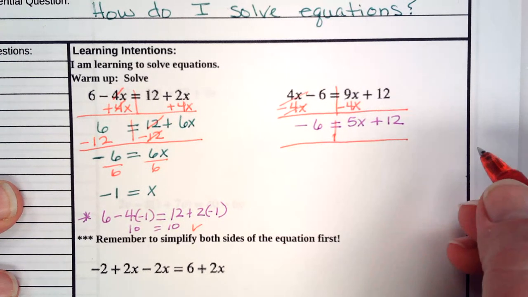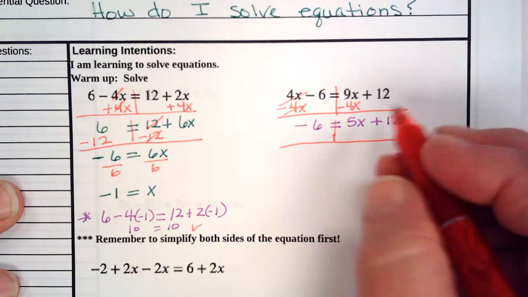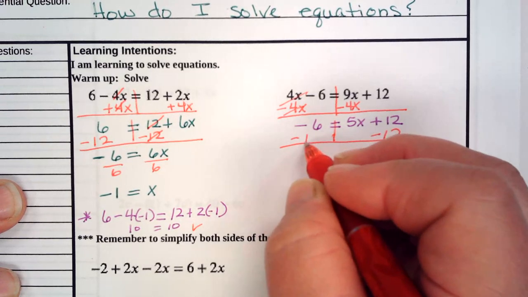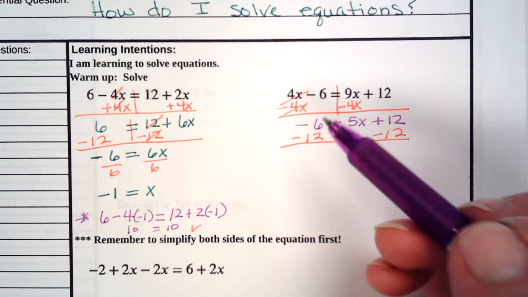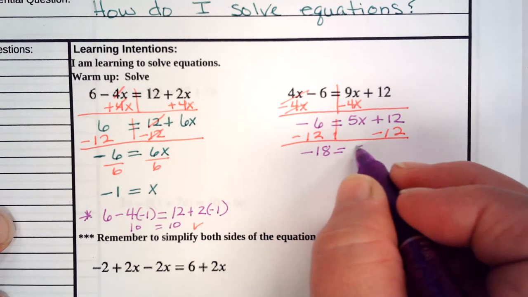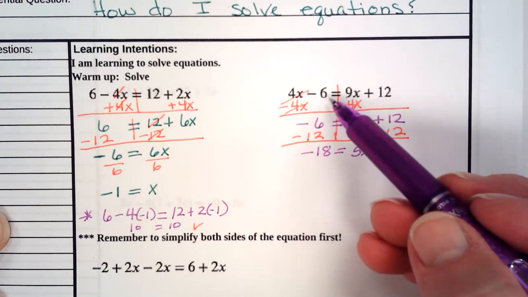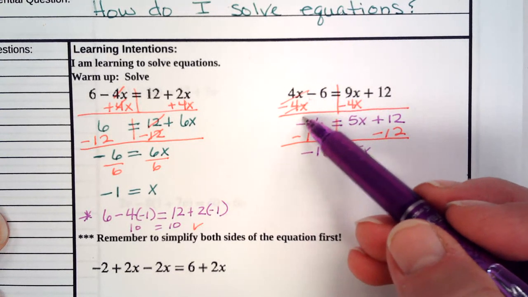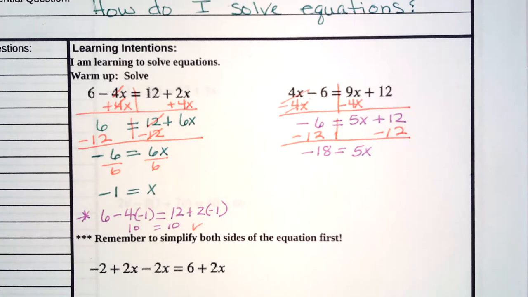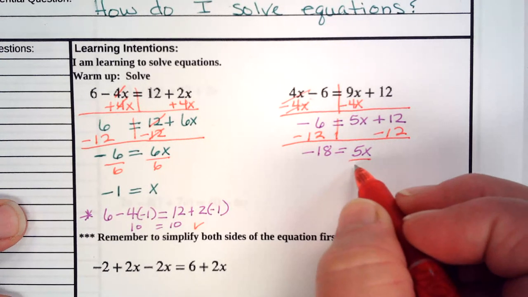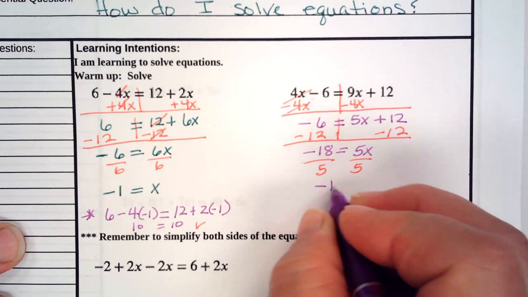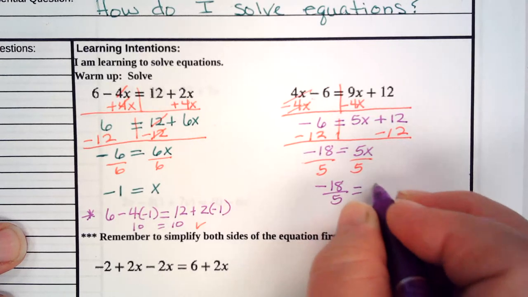Okay, I need to get my numbers to the same side. I've got a positive 12. I've added 12. The opposite is to subtract 12 from both sides. Negative 6 minus 12 more is negative 18 is equal to 5x. I forgot to mention, you always keep this sign with what you're bringing down. Okay, negative 18 is equal to 5x. Last step is to divide by 5. Negative 18 over 5 is equal to x.